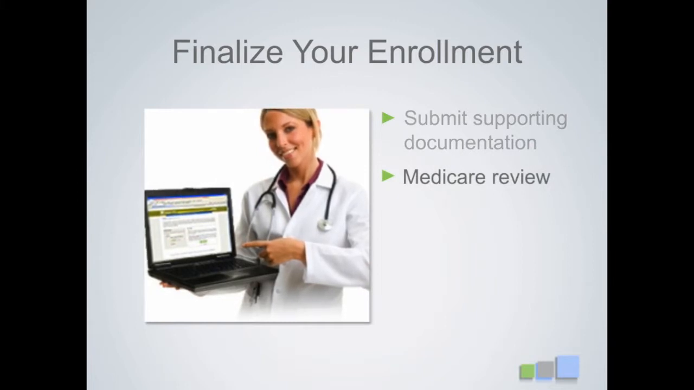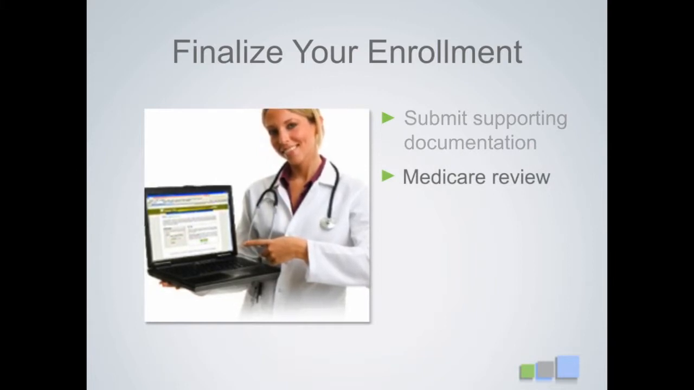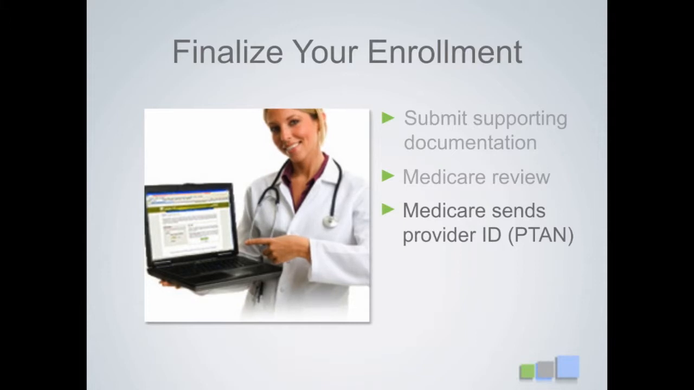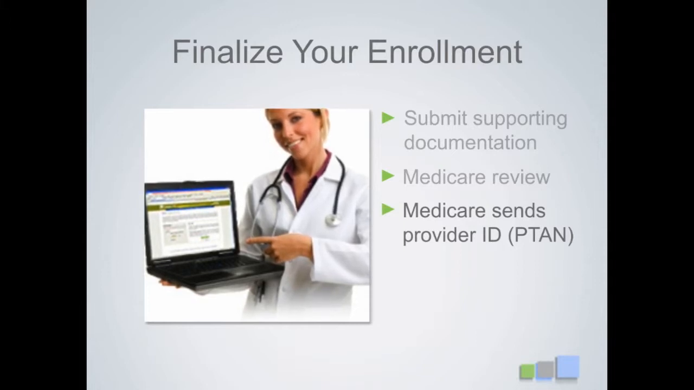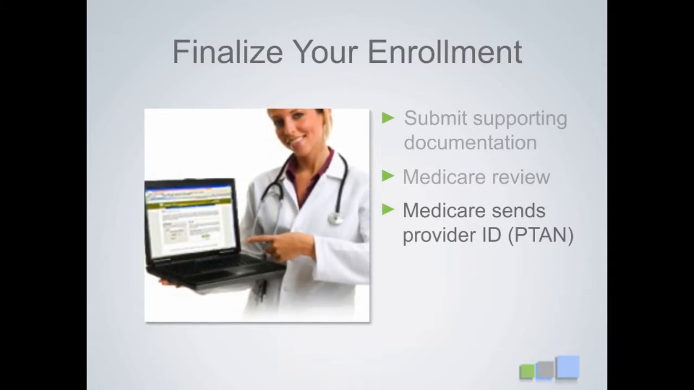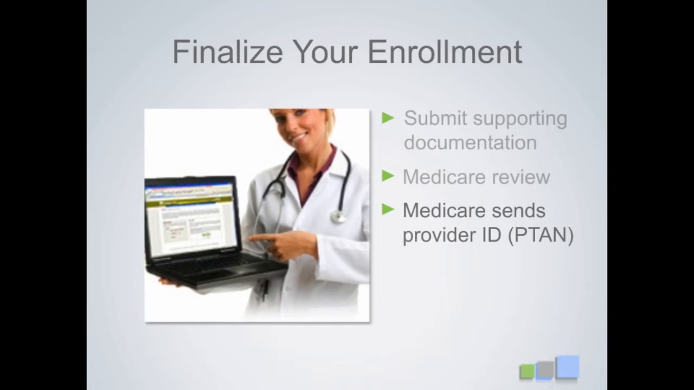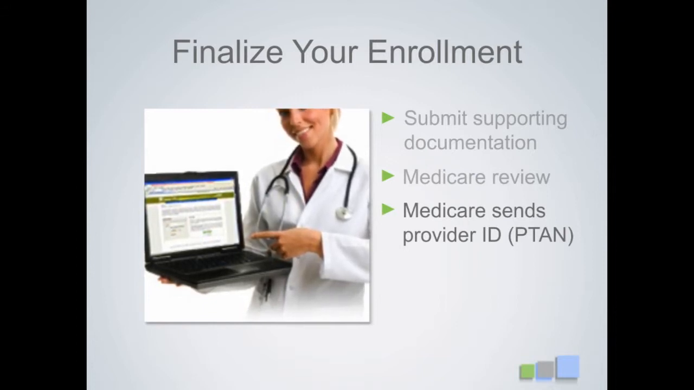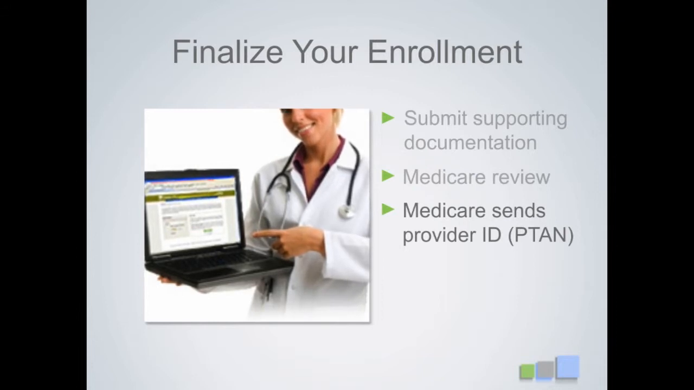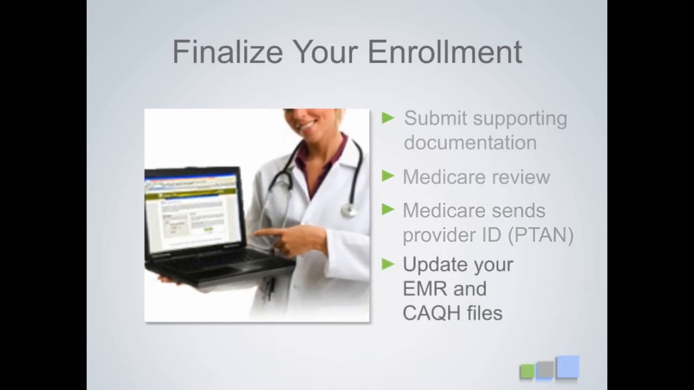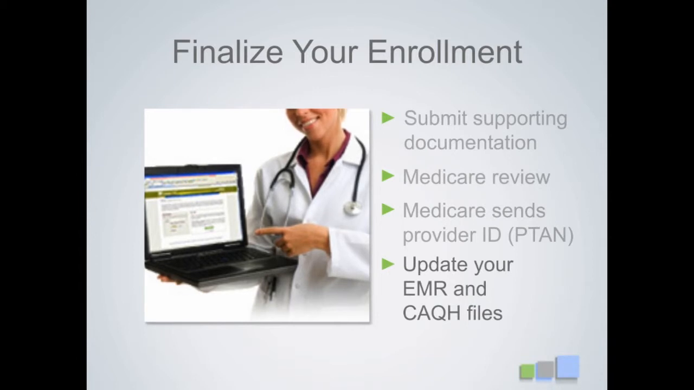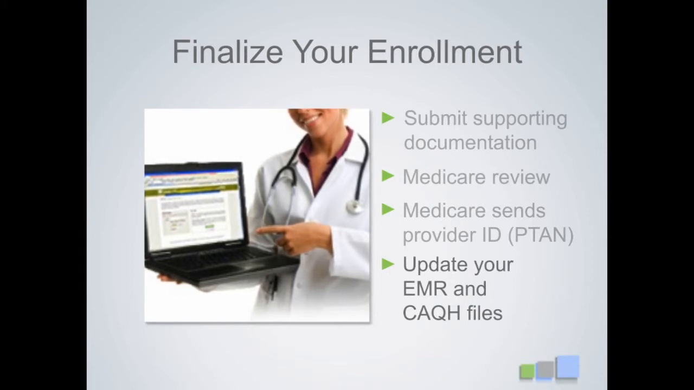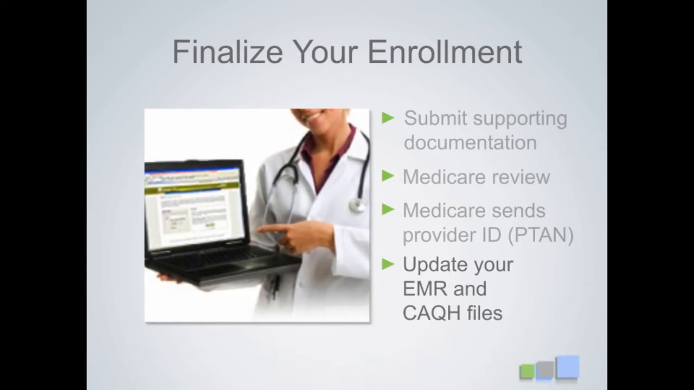When you receive final Medicare approval, you'll receive an individual identification number known as a PTAN, or Provider Transaction Access Number, for each clinician. You should also receive a PTAN for both your clinic and lab. If you use an electronic medical record, or EMR system, be sure to update your system with the new numbers. You'll also want to add the PTAN numbers to your CAQH credentialing files.